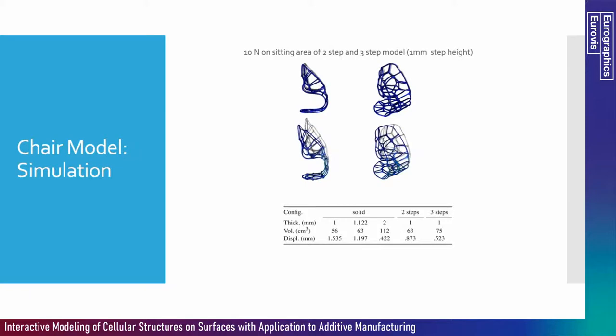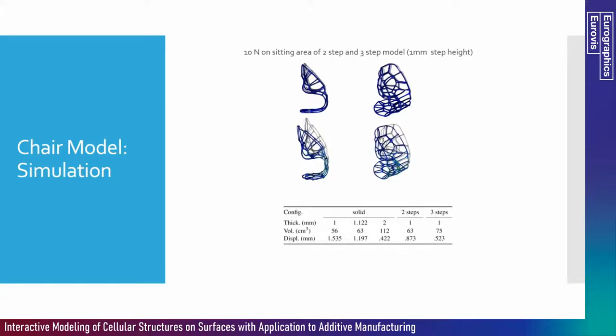We simulate a force on the chair model with 2 and 3 steps and a step height of 1 mm to show changing robustness. In this simulation, we use the 10 nodes tetrahedron and the material properties of printed nylon substrate MJF-PA12. The two-step model shows a displacement of 0.873 mm when 10 newtons are applied to the sitting area. The three-step model only shows a displacement of 0.523 mm.